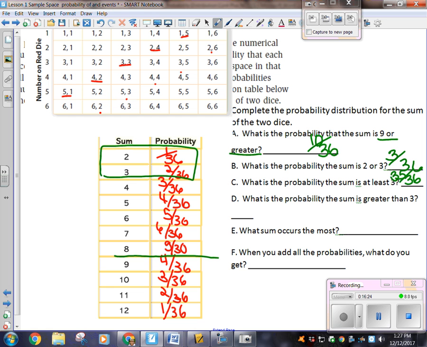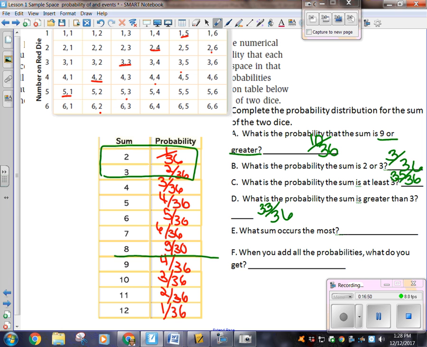Greater than 3. Does it include 3? Greater than 3 would say, no, it can't be a 2, it can't be a 3, it has to be greater. 3 is not greater than 3, so I can't use these first two. So now how many would I have? Take away the one chance and the other 2 chances. Now I have what? 33 chances out of 36.